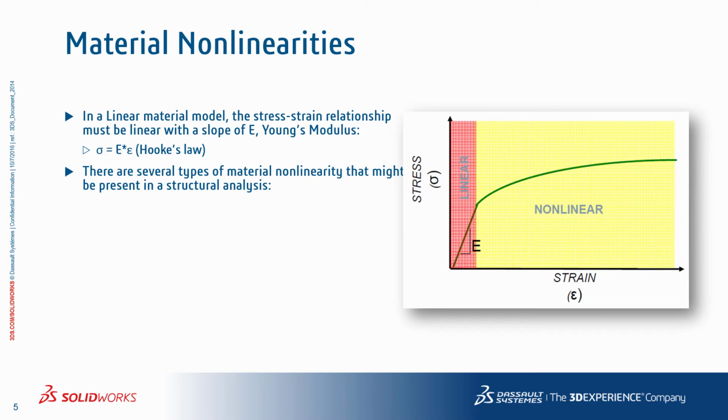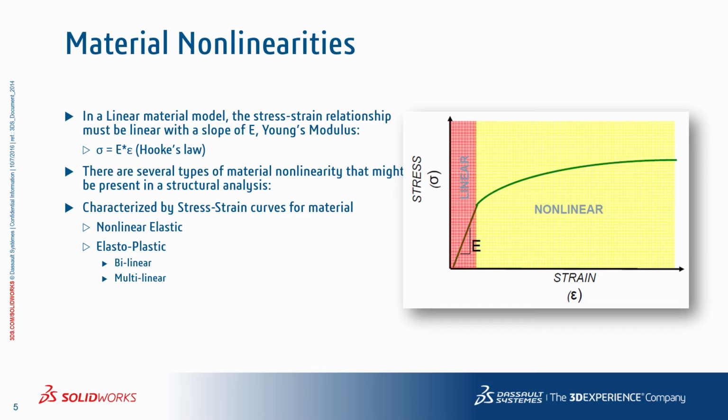Now, there are several types of material nonlinearity that might be present in a structural analysis, and these can be characterized by stress strain curves for that material. A nonlinear material can be modeled as nonlinear elastic, where the part returns to zero strain state when the load is completely removed. Or it can be modeled as elastoplastic, where permanent strains accumulate once a material yield strength is reached. Additionally, an elastoplastic material can be defined as bilinear, where only the elastic modulus and the hardening modulus need to be entered in the software. You can also enter a multilinear stress strain curve, where true nonlinearity of the plastic range can be captured with a series of points.